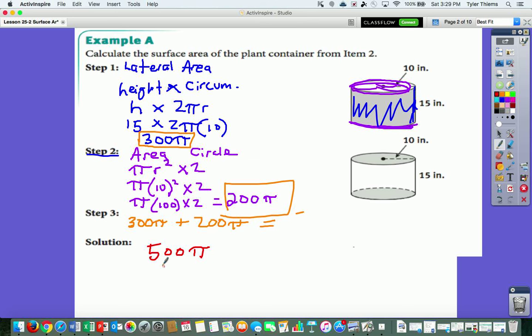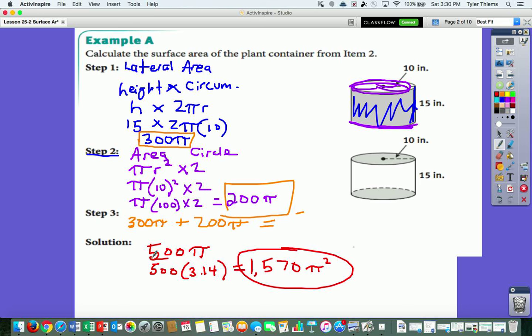If you wanted to do 500 times 3.14, if you want to get rid of the pi, sometimes it'll ask you to leave it in terms of pi. Sometimes it'll ask you to take it to the decimal. If you take it to the decimal, then you just multiply that. You should get 1,570, and that would be inches squared, since we're talking about surface area. That would be your final answer, or this could be your final answer in terms of pi. So that's the first example.